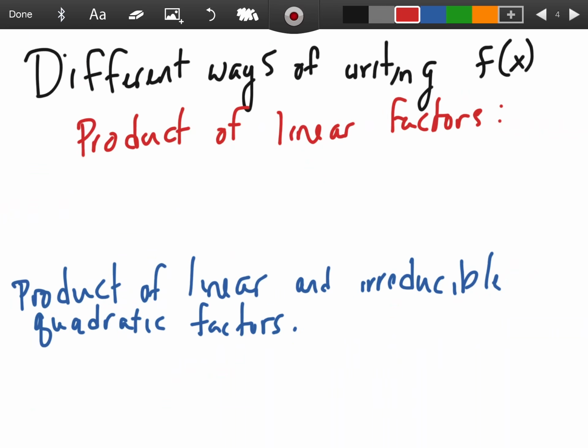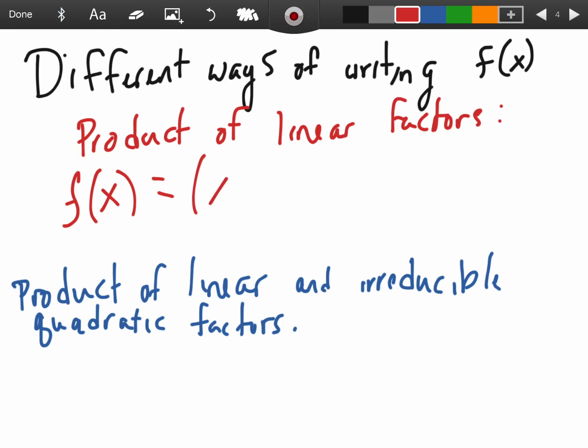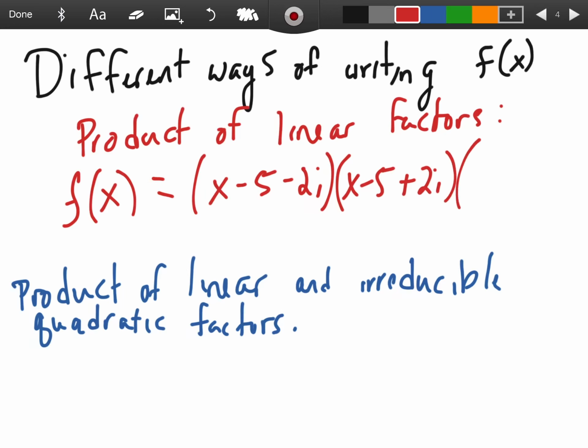So there's two different ways of writing f of x. One of them is just as a product of the linear factors. And what does that mean? It's just like what we saw earlier with factored form, where we would write, oh, f of x is x minus 1 times x minus 4 times x plus 2. Okay, it's the same thing here. We would write f of x as x minus each of its zeros. So x minus 5 minus 2i, x minus 5 plus 2i, and x minus 4. That would be its product of linear factors.